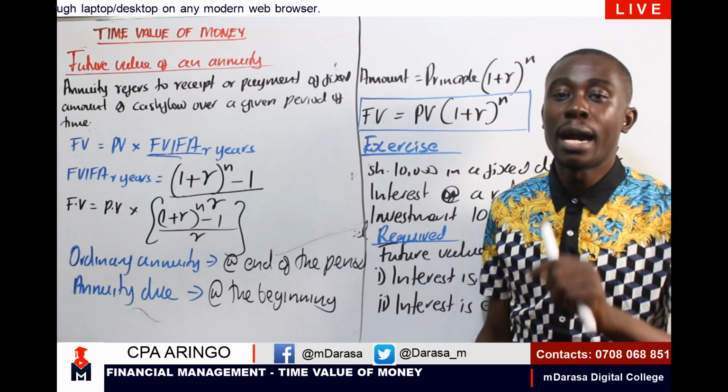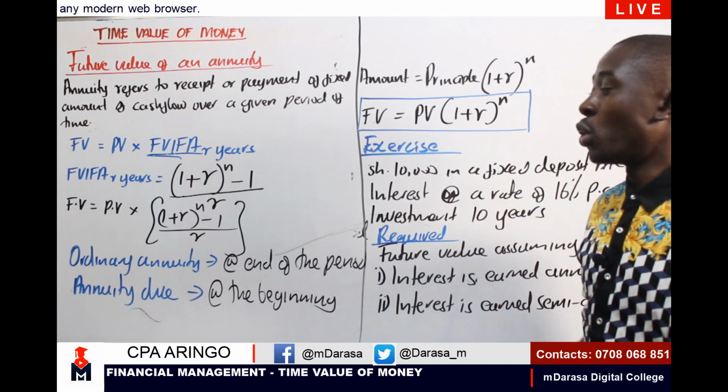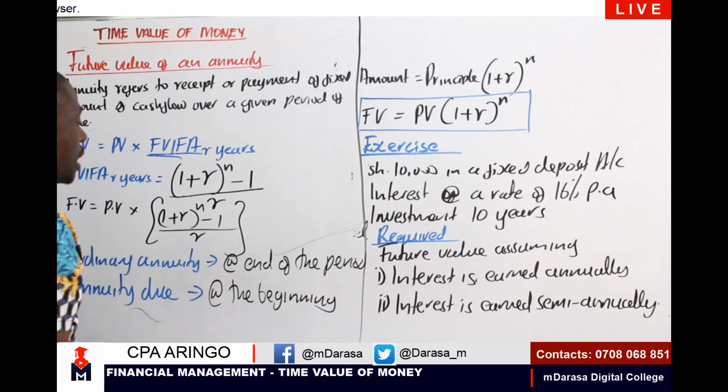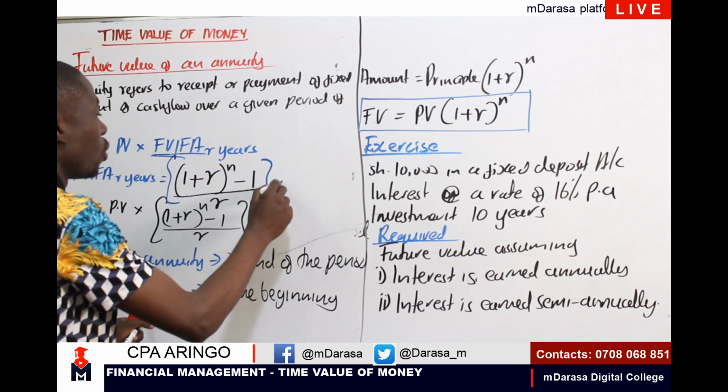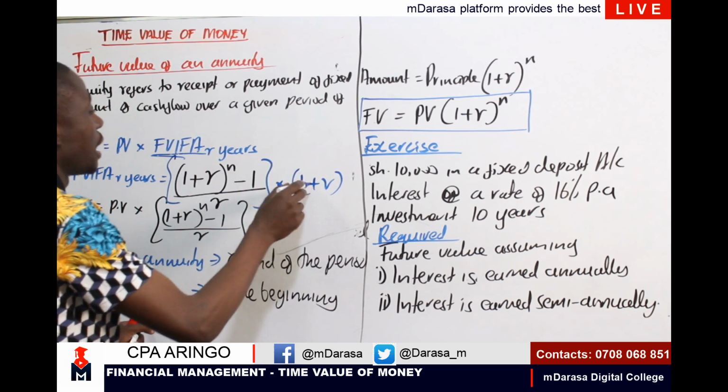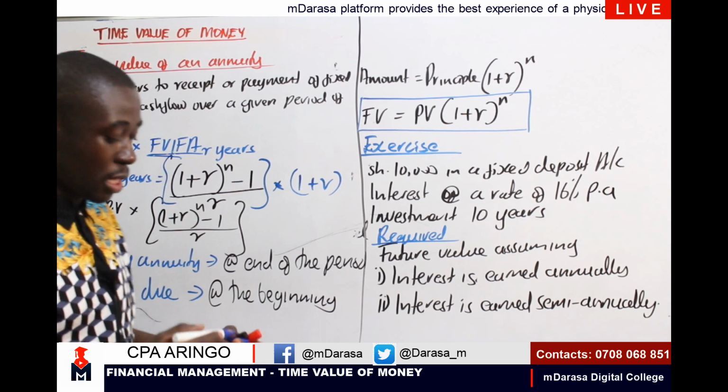When it is at the beginning of the period, what you are going to add here is only what? If it is at the beginning of the period, that is annuity due. In this factor of ours, you are only going to add 1 plus R. You're going to multiply by 1 plus R. That is annuity due at the beginning of the period.